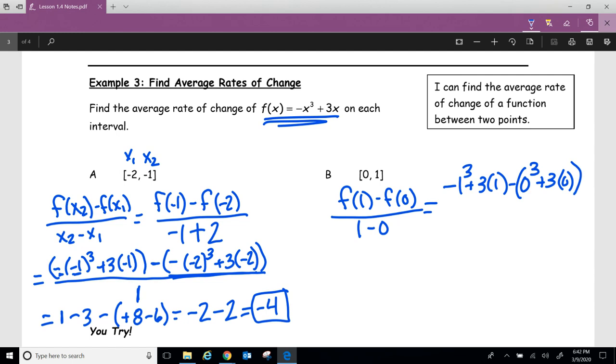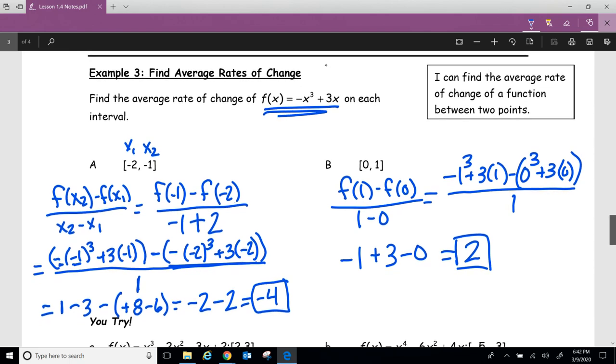Doesn't matter. I'm going to put parentheses around it. It doesn't matter on this one because it's 0 and it's going to go away. And that's all over 1 minus 0, which is 1. Negative times 1 cubed is negative 1. 3 times 1 is 3. And then that's minus a whole bunch of zeros, all divided by 1. And so 3 minus 1 would be 2. So my average rate of change between 0 and 1 is going to be 2.